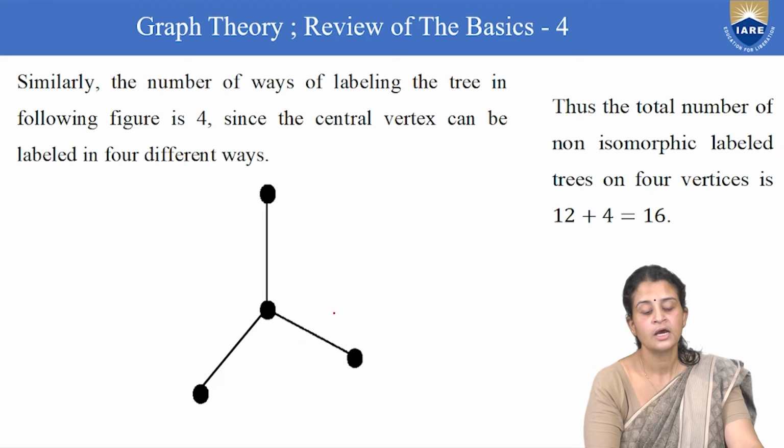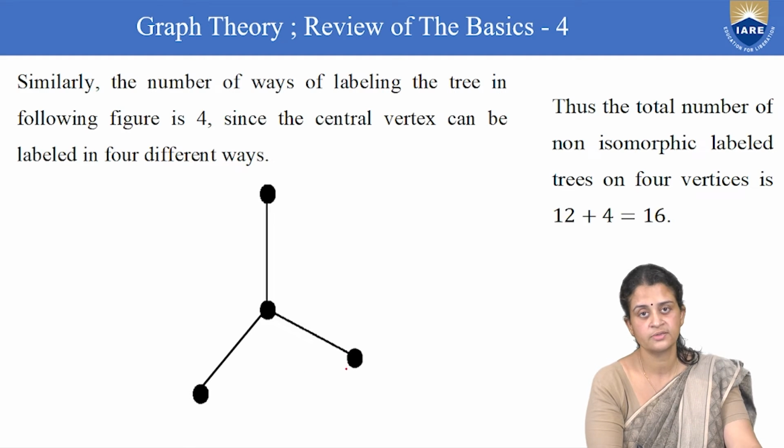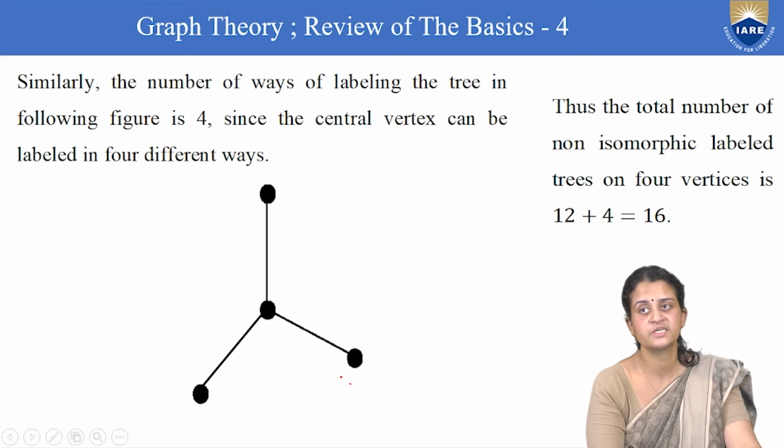This is also a tree with 4 vertices, right? How many ways can this be represented? This central vertex can be named either A, with B, C, D around it. If I name it, it is B, A, C, D. In the same way, C, A, B, D. If it is D, A, B, C. Thus we will get 4 different ways of representing a figure like this with 4 vertices. So in total we will get 16 different ways of representing a tree with 4 vertices.